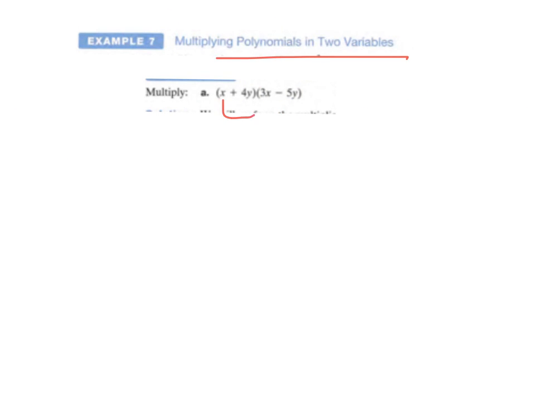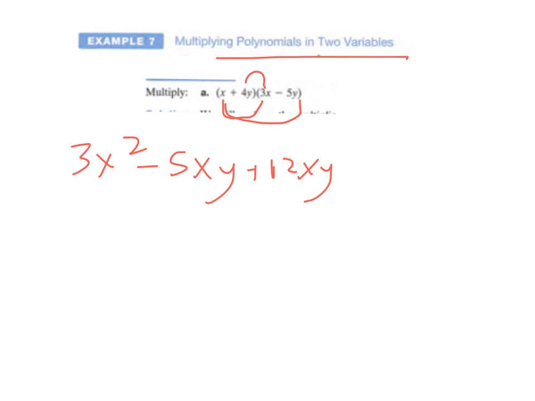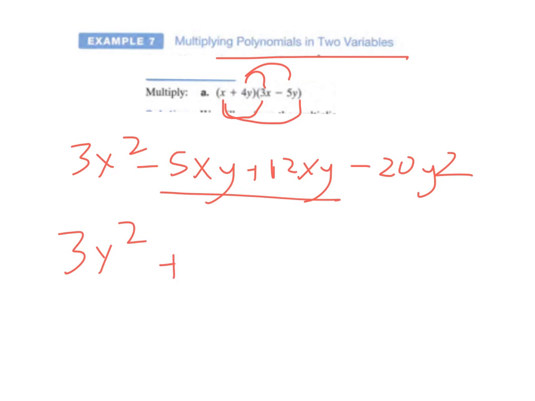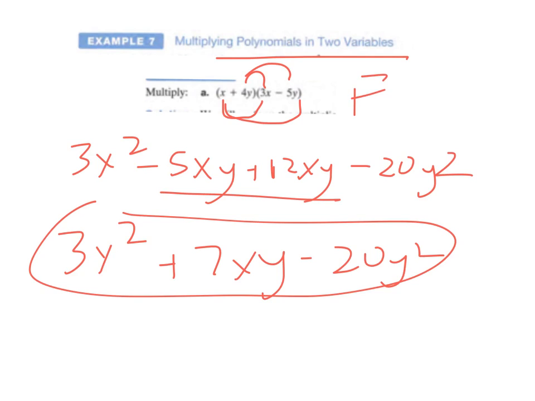And this last problem is just FOIL. So first times first is 3x squared. Outside times outside is a -5xy. Inside times inside is +12. And I'm going to put them in alphabetical order, x, y. And then 4y times -5y is a -20y squared. These two are like terms. So when I add them, I get 7xy minus 20y squared. So there's my answer, and all I did on this problem was FOIL.